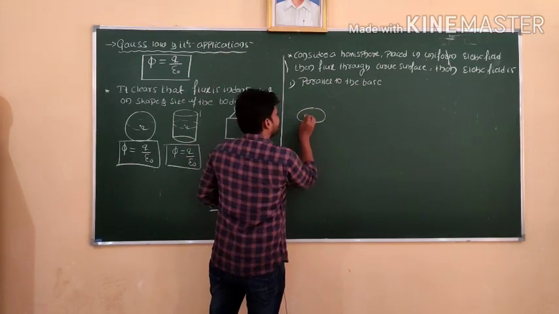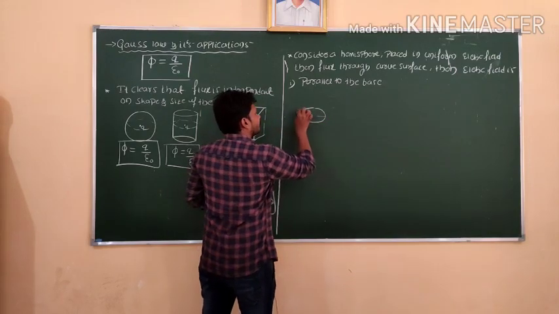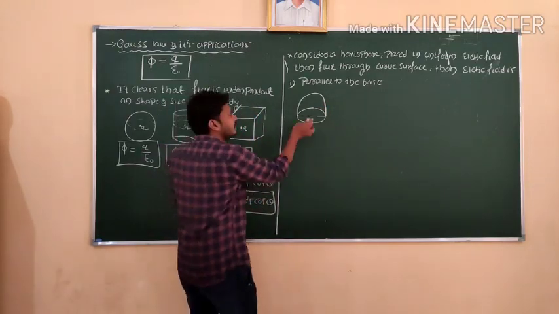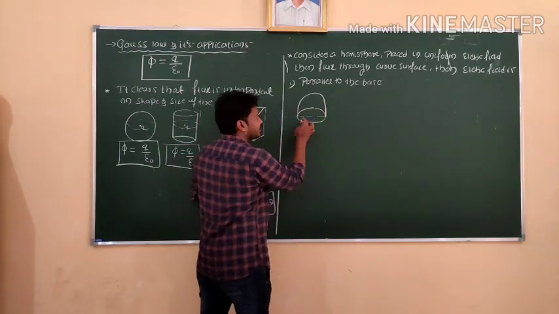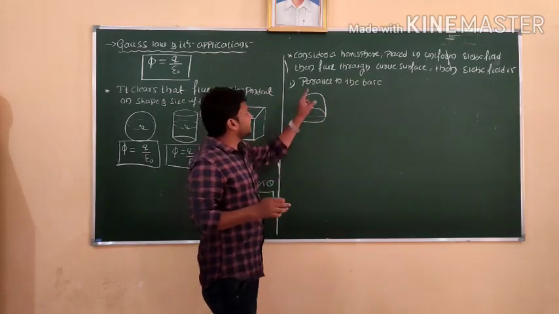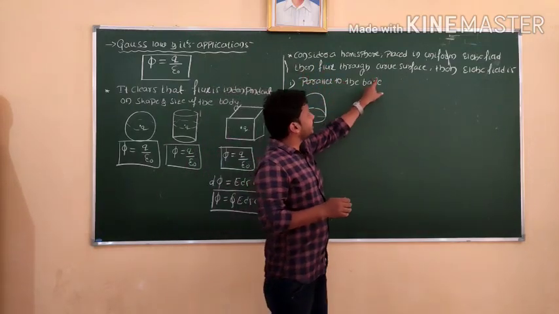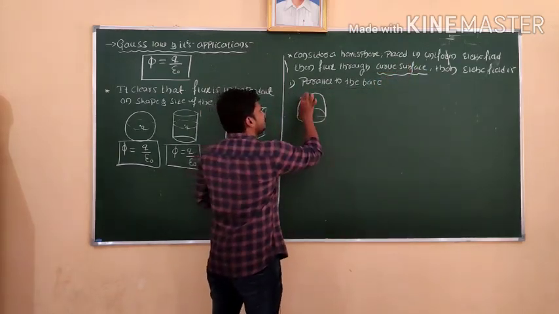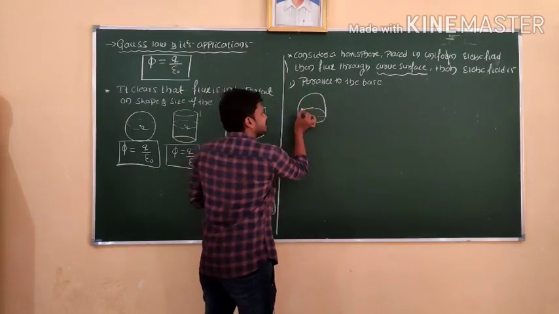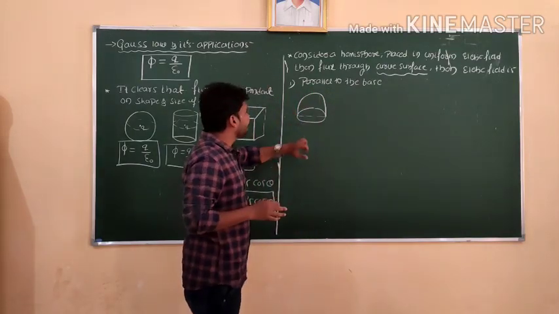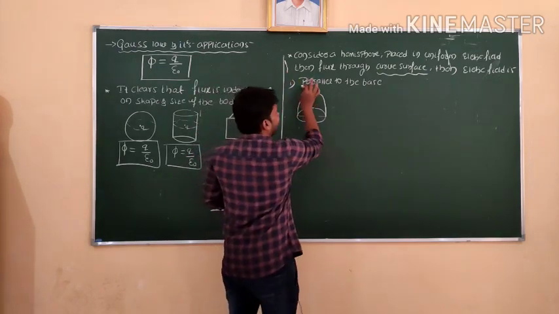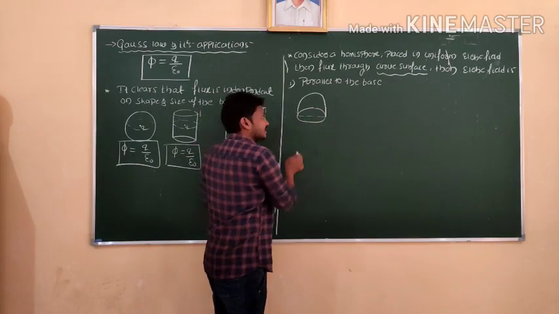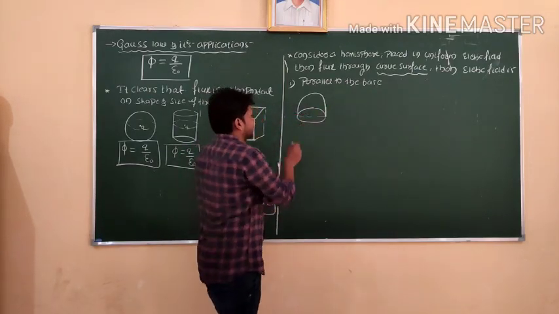So for example, this is a hemisphere. For this hemisphere, this is the circular part or plane portion, and this is the curved part. My intention is to calculate the electric flux through the curved surface. This is the curved surface, and this is the plane or circular surface. In the first case I said electric field lines are parallel to the base. Which is the base here? This is the base.